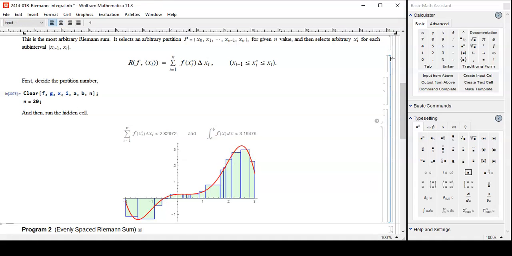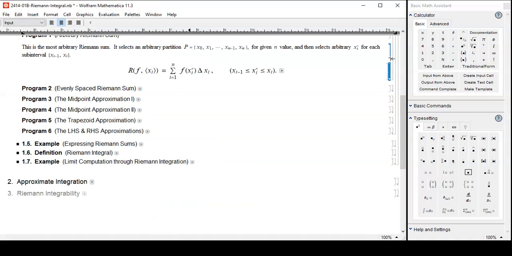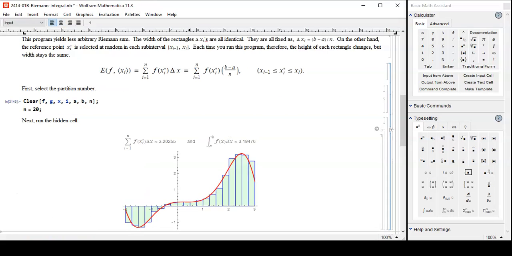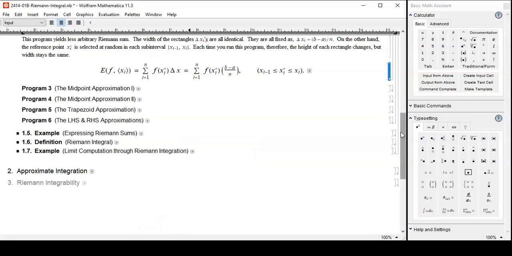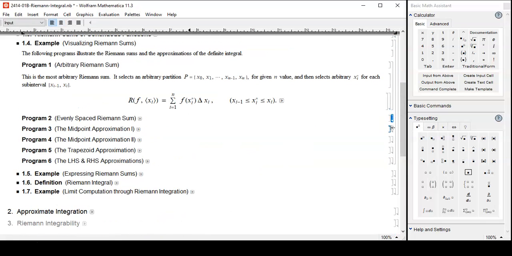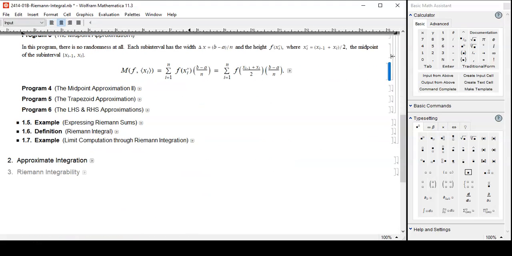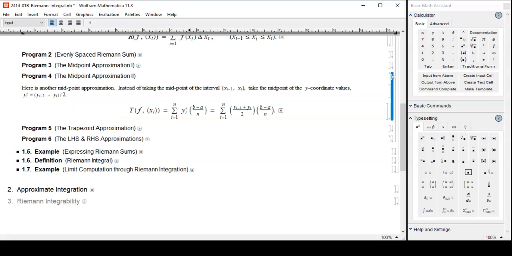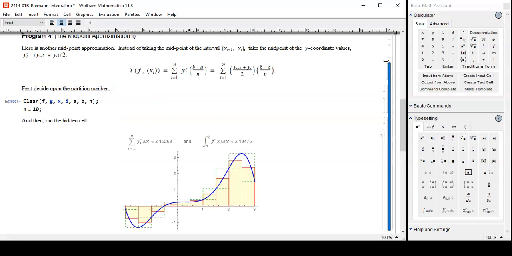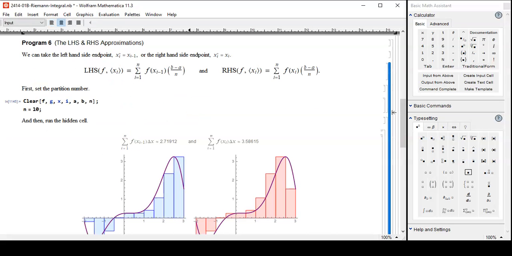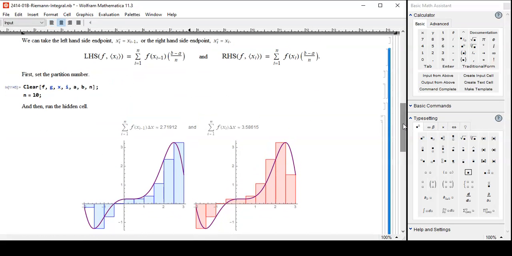Because of all kinds of randomness, we get widely different pictures. If you take evenly spaced partitions, then the randomness is drastically reduced. And of course, you can eliminate randomness altogether by taking the midpoint approximation 1 or midpoint approximation 2 or left-hand side and right-hand side approximations.